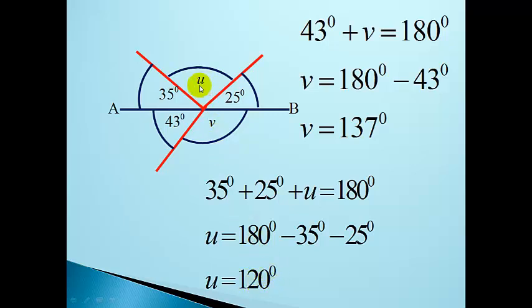This means that when you add 35 degrees to 120 degrees to 25 degrees, you have to get 180 degrees. And so for your exercise, you can do that and verify. And see that V is equal to 137 degrees and U is equal to 120 degrees.